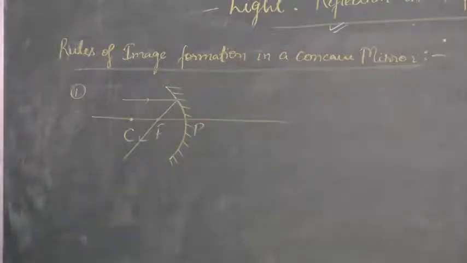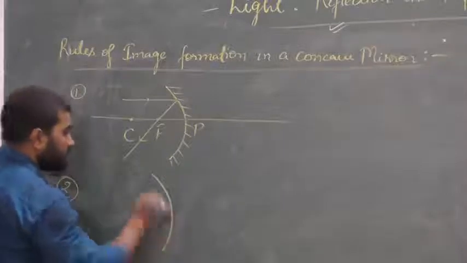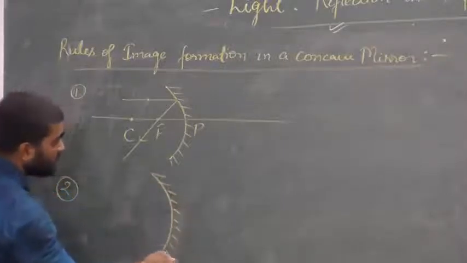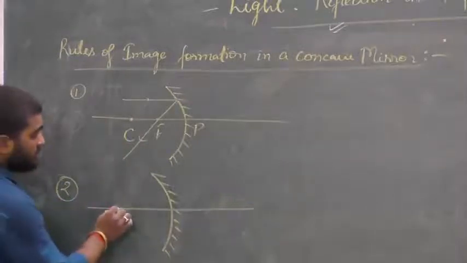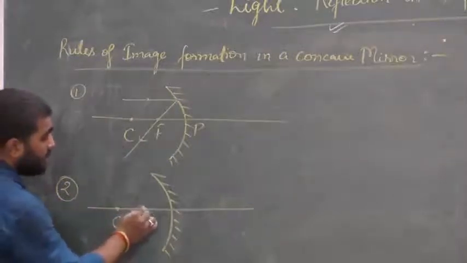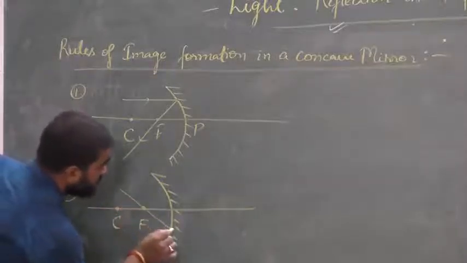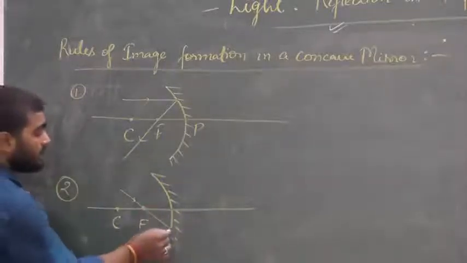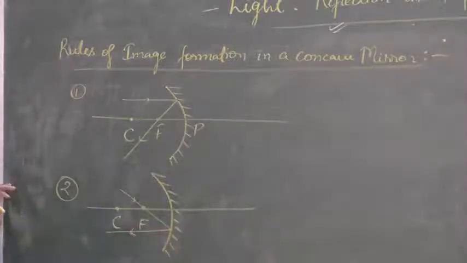principal focus. Next rule is what? Okay. The next rule is the converse of the first rule. When a ray of light falls from the focus onto the concave mirror, then it gets reflected parallel to the principal axis. Okay.